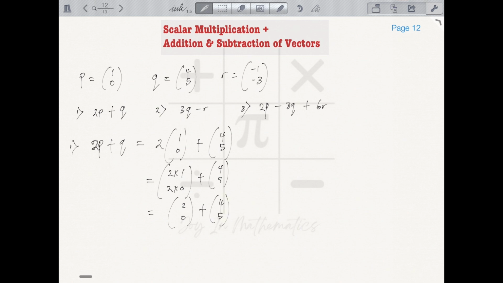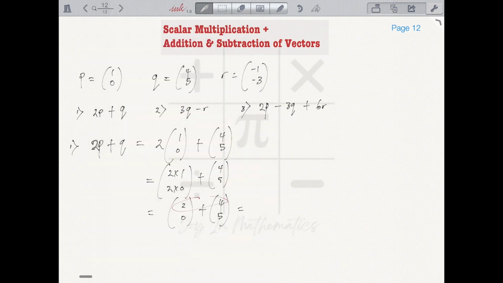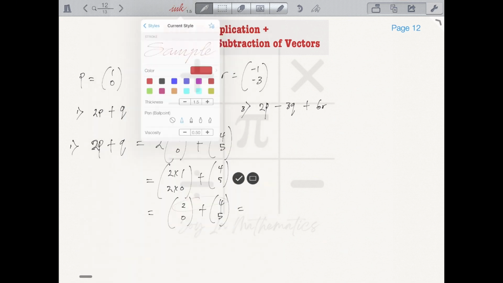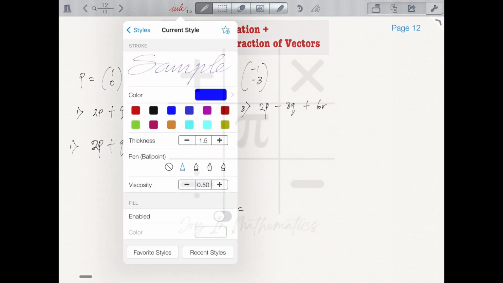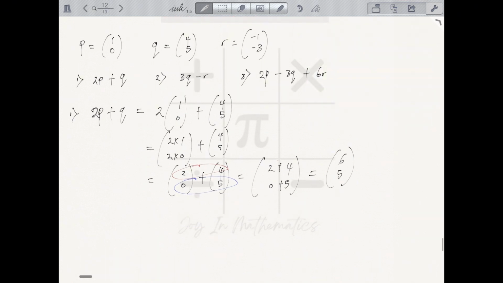Now with that, we can simplify the addition of vectors. That's for the x component, and we can also have it for the y component. So simplifying this, we will have 2 plus 4 and 0 plus 5, and this will result into 6, 5. So we can see how we can combine scalar multiplication with addition and subtraction of vectors.